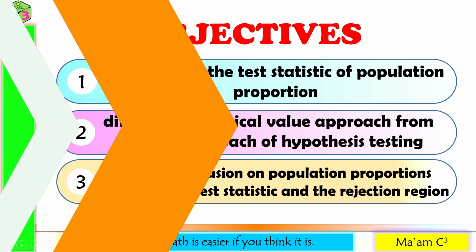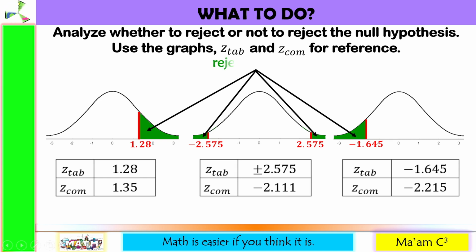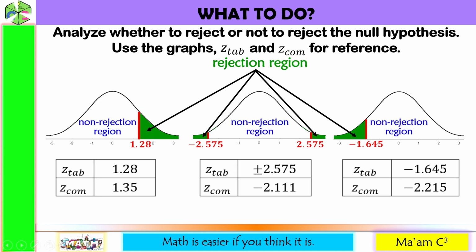Let's have a quick activity. What to do? Analyze whether to reject or not to reject the null hypothesis. Use the graphs, z-tab, and z-com for reference. You know very well that the shaded area is what we call the rejection region, and the unshaded area is the non-rejection region. Let's have number 1.